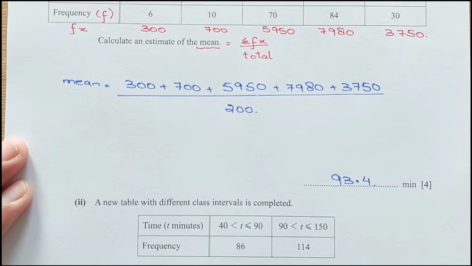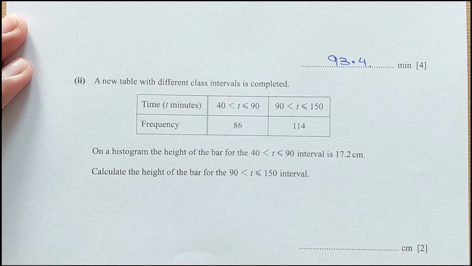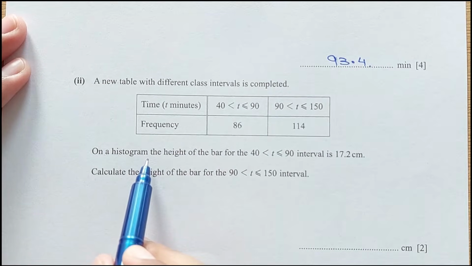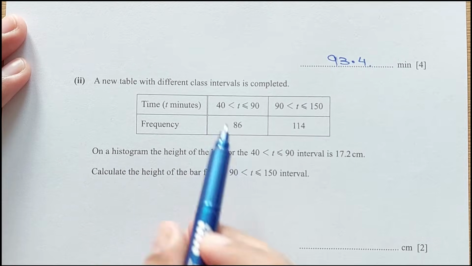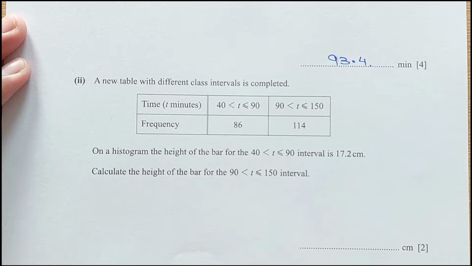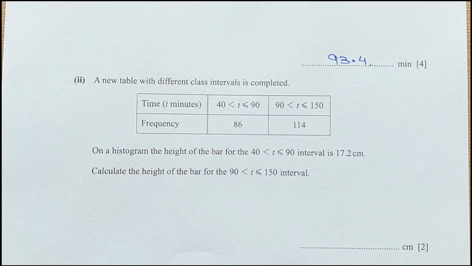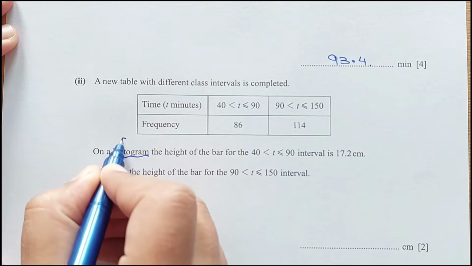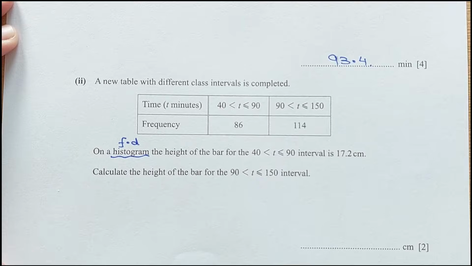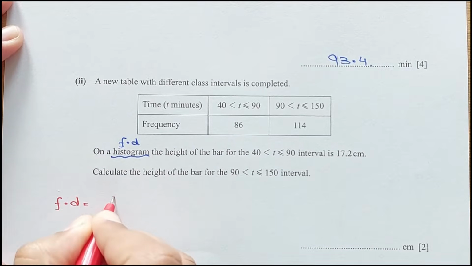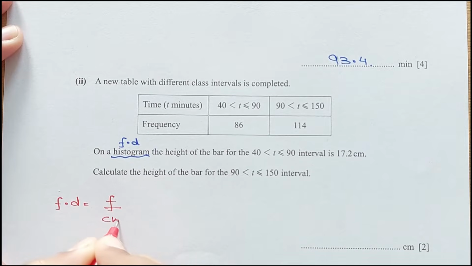Right. Now for the second part, a new table with different class intervals is completed: time, t minutes, and the frequency. On the histogram, the height of the bar for the 40 to 90 interval is 17.2 centimeters. Calculate the height of the bar for the 90 to 150 interval. Okay, so for a histogram, we have to use frequency density, right? The formula for frequency density is frequency divided by class width, right?